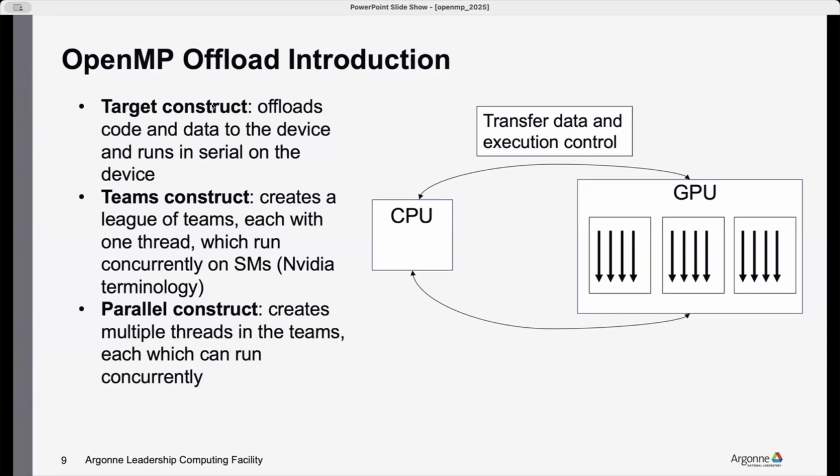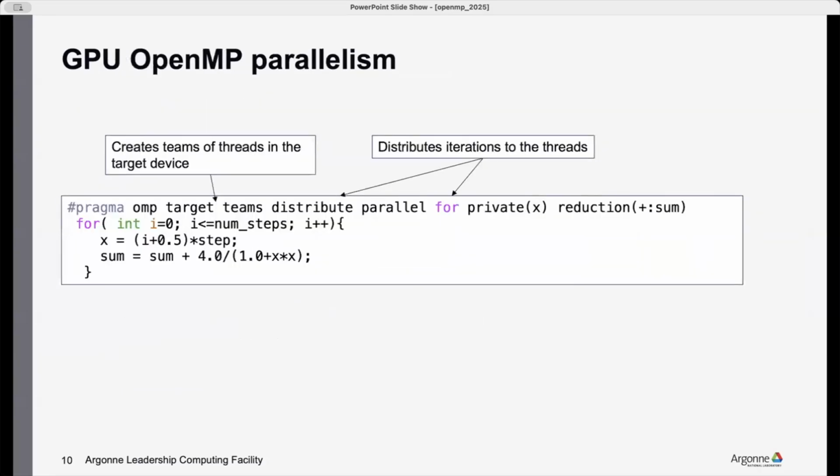So with target teams parallel, we're running on the device with a lot of threads. And then back to this picture: once target teams parallel has launched the threads, the distribute and the for are just what distribute the iterations across the threads. So that's the high level of how you express parallelism and how you transfer execution control to the device.